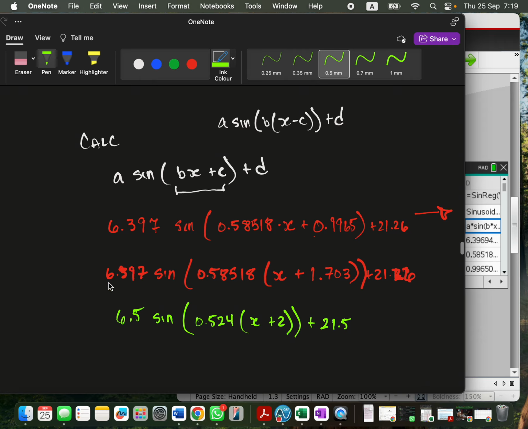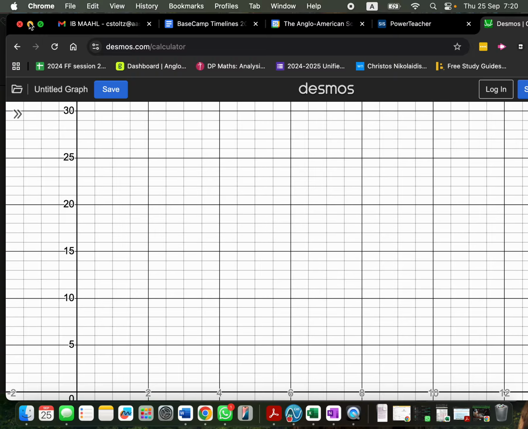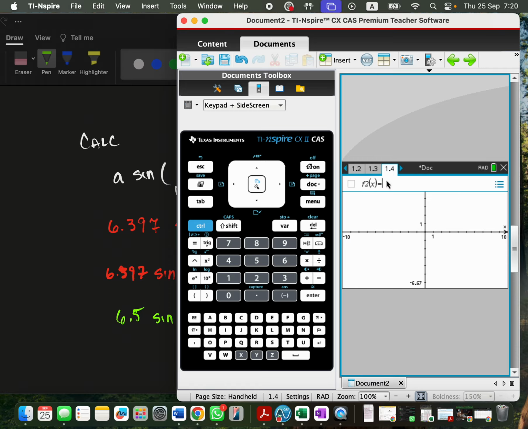And again, the question said make an estimate and then use your technology to check. Are we close? Is 6.397 close to 6.5? Yes. Is that number close to that number? Absolutely. So we can get really, really close just by looking at that. And if we wanted to, actually, because your calculator saves your regressions, if I type up, I can get this first one up, and we can see that's what that one looked like.